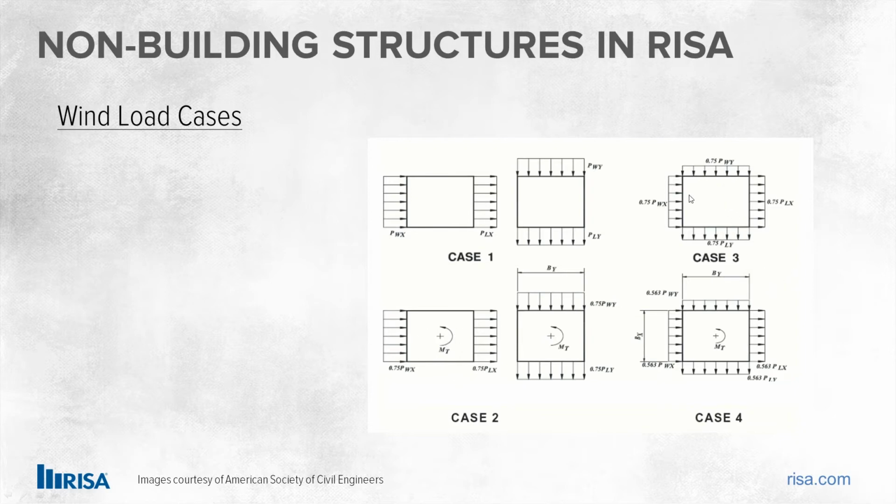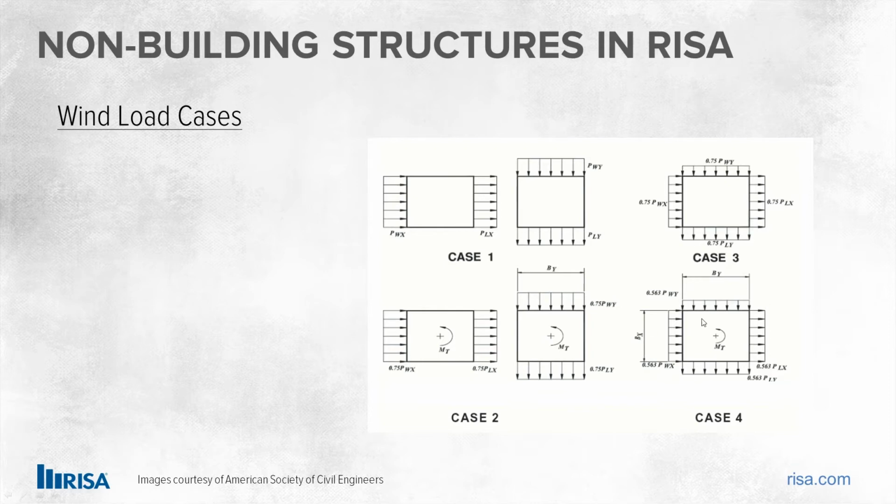Now, case 3 is what we would call our quartering winds. And this is where we have wind blowing from both directions on the structure at the same time, as opposed to a single direction. So we're going to have to be sure to apply this in the model, and we can actually do that just using load combinations. We don't even need to create additional load cases, and I'll show you how to do that.